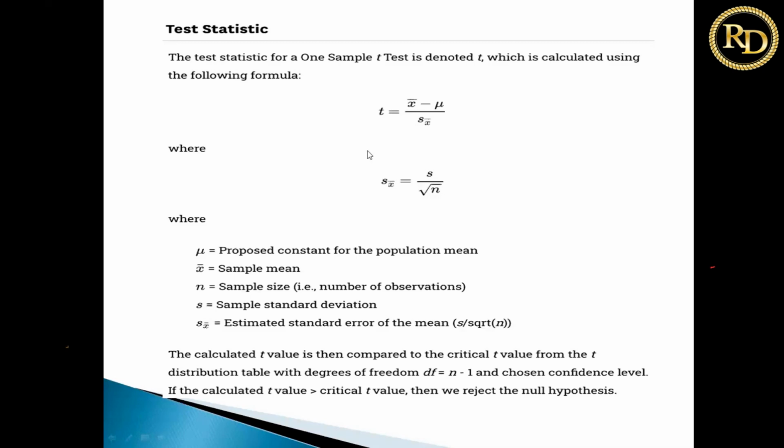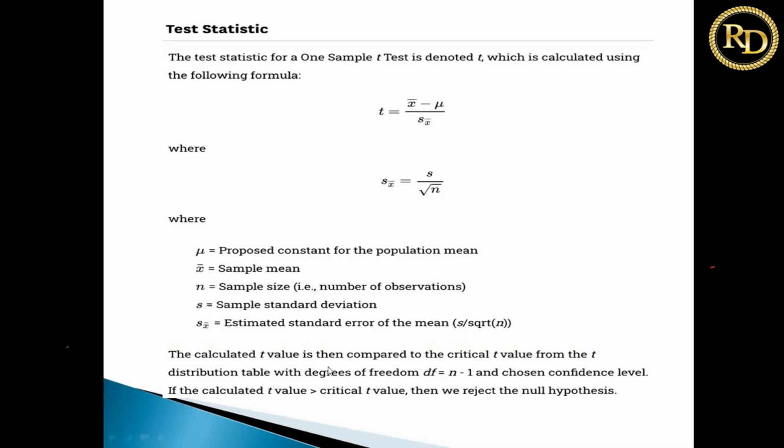That is, this is the standard error of the sampling distribution of x bar. So these are some usual notations, where mu is the proposed mean, that is the population mean, and x bar is the sample mean. N is the sample size, that is the number of observations in the sample, and small s is the sample standard deviation, and s x bar is the estimated standard error of the sample mean. It is the standard error of the sample mean.